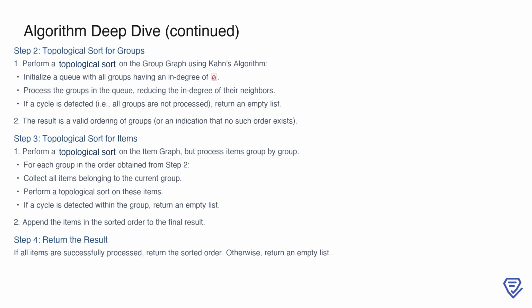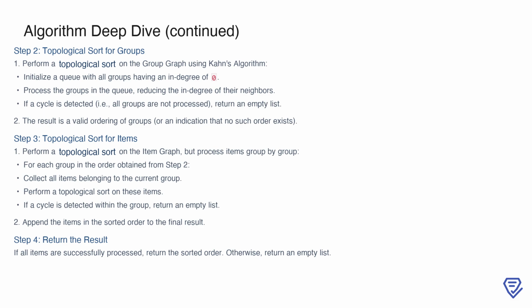Once the graphs are constructed, we proceed to the topological sorting process. First, we perform a topological sort on the group graph using Kahn's algorithm. This involves initializing a queue with all groups that have an indegree of 0, processing these groups, and reducing the indegree of their neighbors. If a cycle exists, that is, not all groups can be processed, the algorithm returns an empty list, indicating that the sorting is not possible.